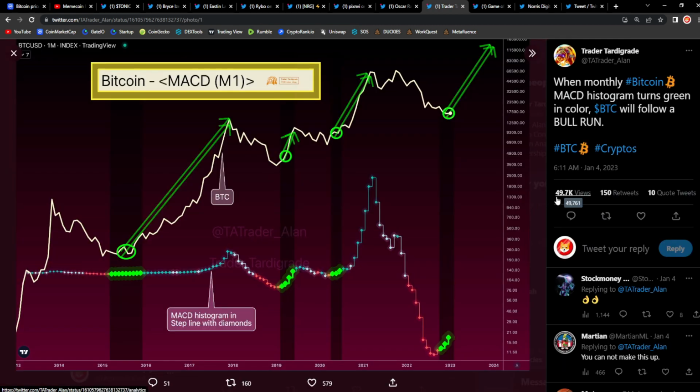From Trader Tradegrade: when the monthly Bitcoin MACD histogram turns green in color, BTC will follow with a bull run. This is what I'm talking about, you know what I'm saying? A 90% move is nothing. It's jack to what I'm talking about. I'm talking about thousands of percents, tens of thousands of percents. That's what I'm talking about when I'm talking about moves to the upside. This is where the life-changing wealth is made.